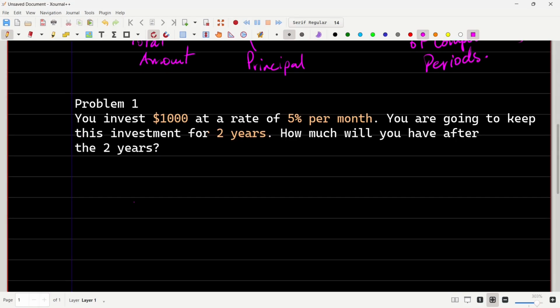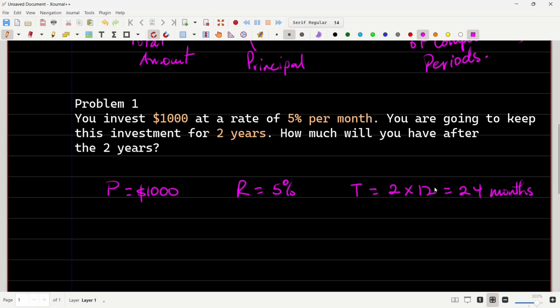So let me write these down. I'm going to say here the principal would be equal to $1,000, right? Then I'm going to say that the rate is going to be equal to 5%. And then the time period, T, is going to be equal to 2 times 12, right? So that is 24 time periods or 24 months, right?